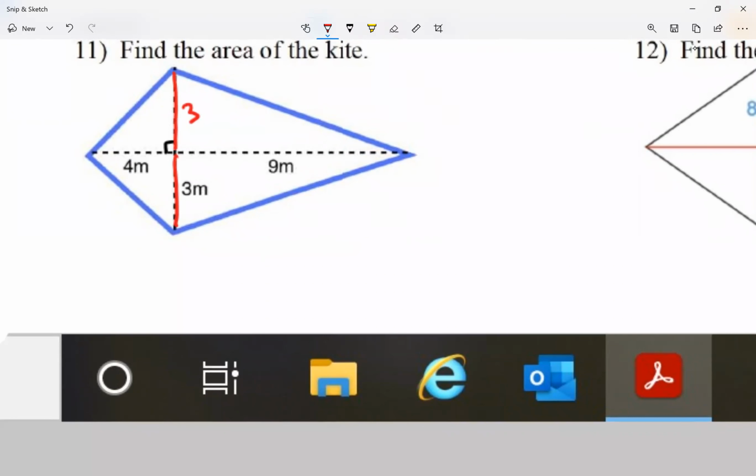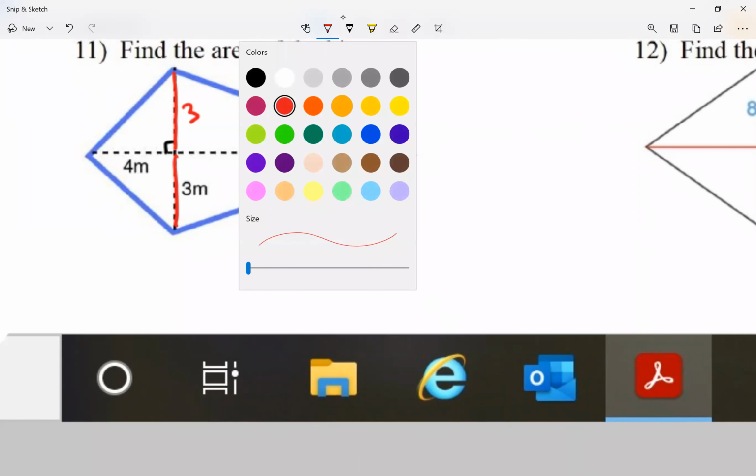Like I said, one of my sides gets cut in half. Now for a kite, what I'm going to be doing, let me look at my diagonals.